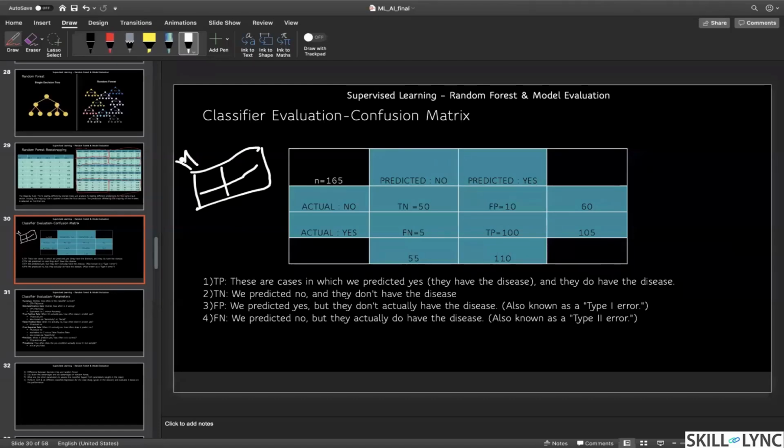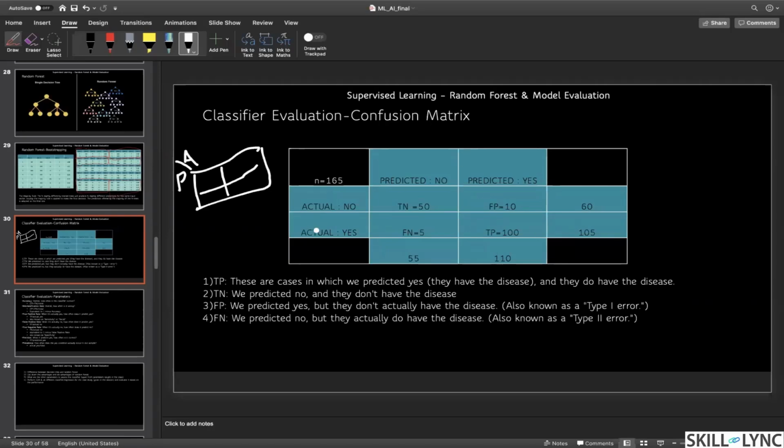Here it is actual, here it is predicted. But it's not a problem. You can take this as P and this as actual. It's not the definition that changes, it's just the ordering. Initially true positive was here, now it is here. The definition will be the same.